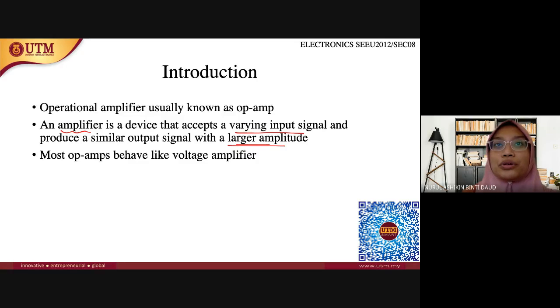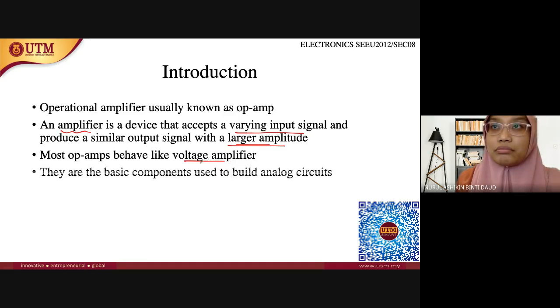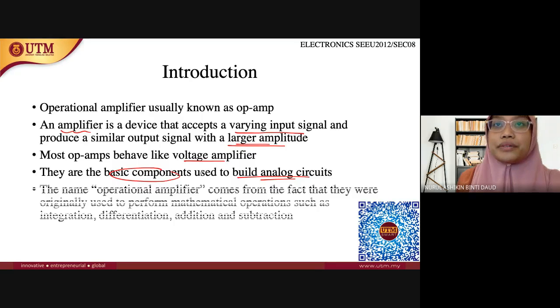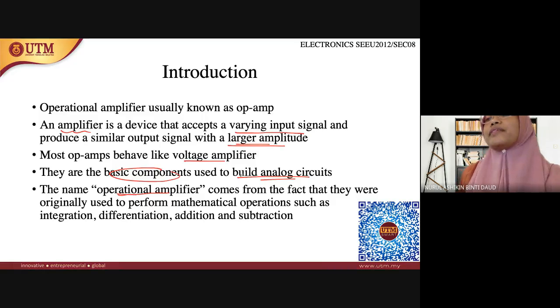Most OP-amps behave like voltage amplifiers, and they are the basic components used to build analog circuits. So if you want to build an analog circuit, OP-amp is the basic component that you have to use. And why is the name operational amplifier? Because it comes from the fact that they were originally used to perform mathematical operations.